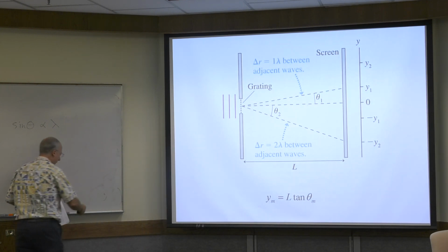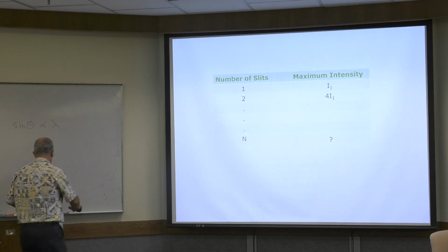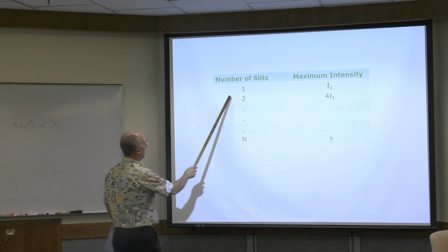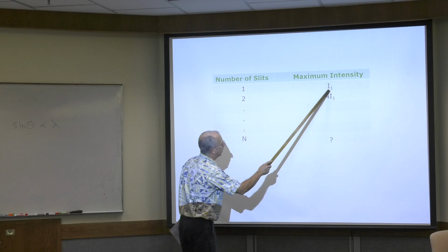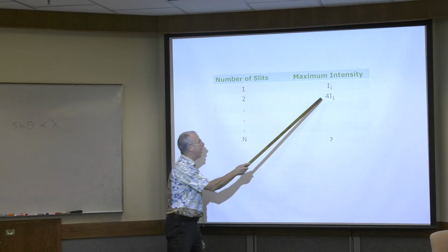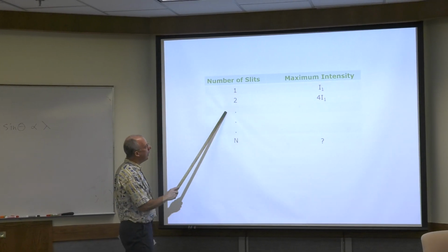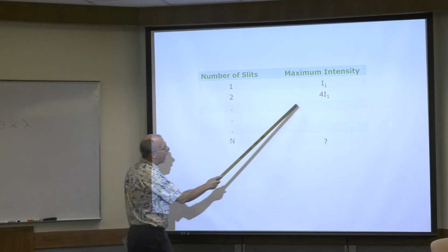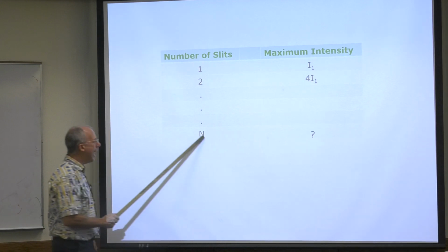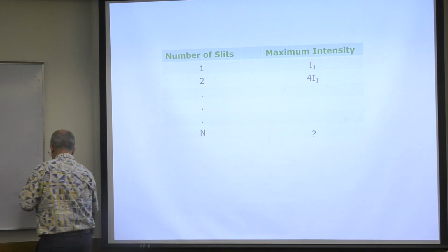Okay, let's go back. If we have one slit, we're going to say that the maximum intensity is I1. And what did we learn if we have two slits? The maximum intensity is 4I1. So just guess. What do you think the maximum intensity would be if we had three slits? 9I1. 4, 16. How about n? It would be n squared I1. I hope that makes some sense.